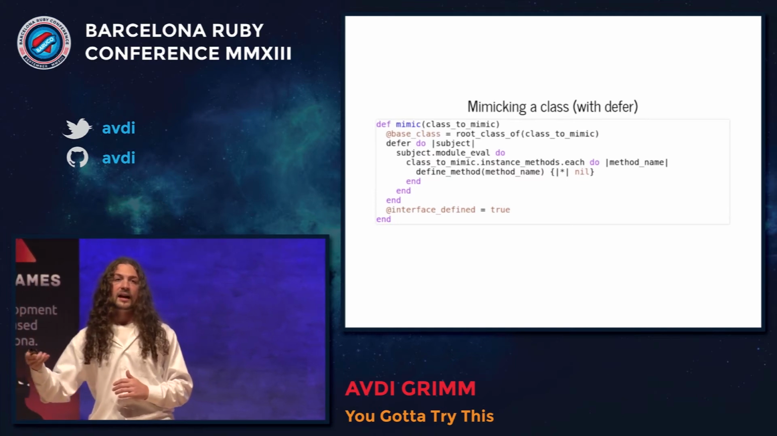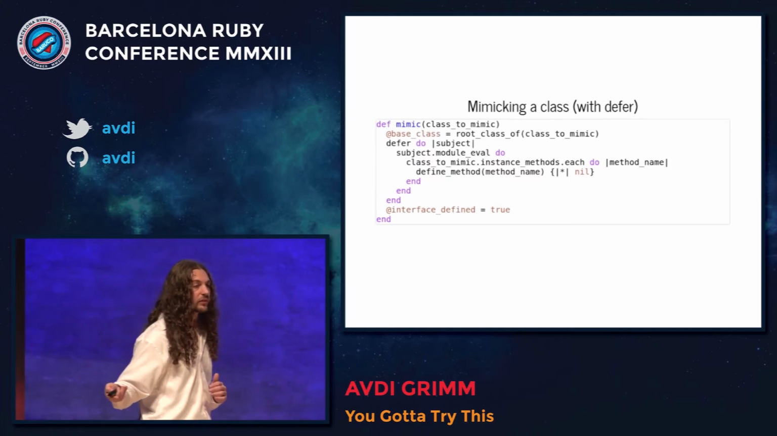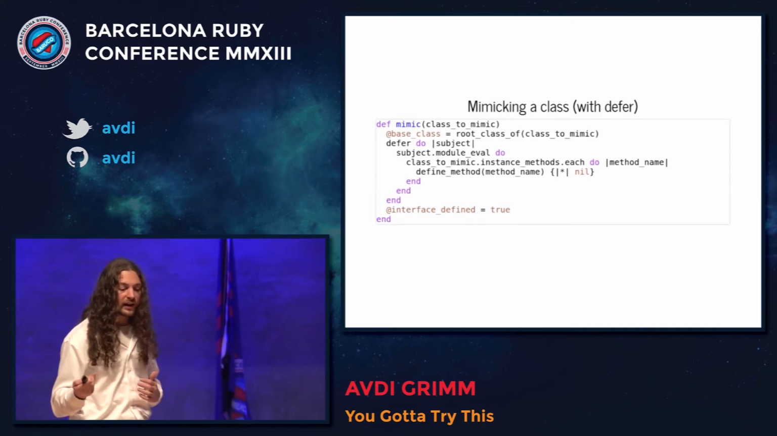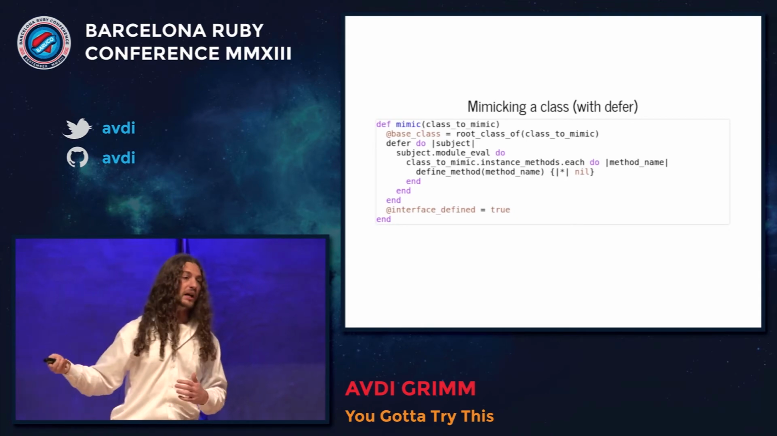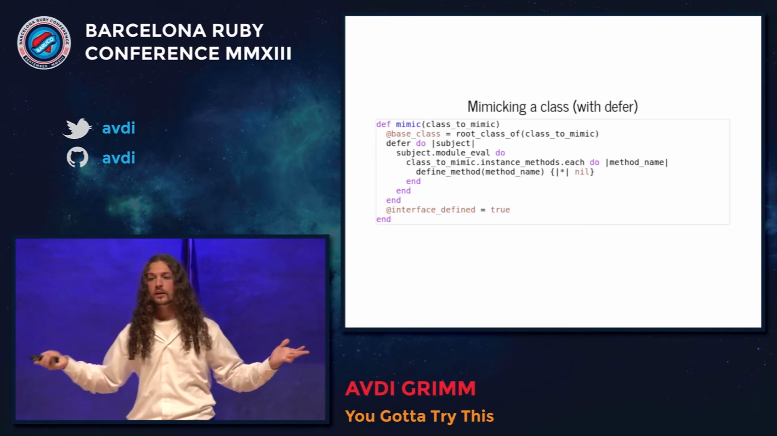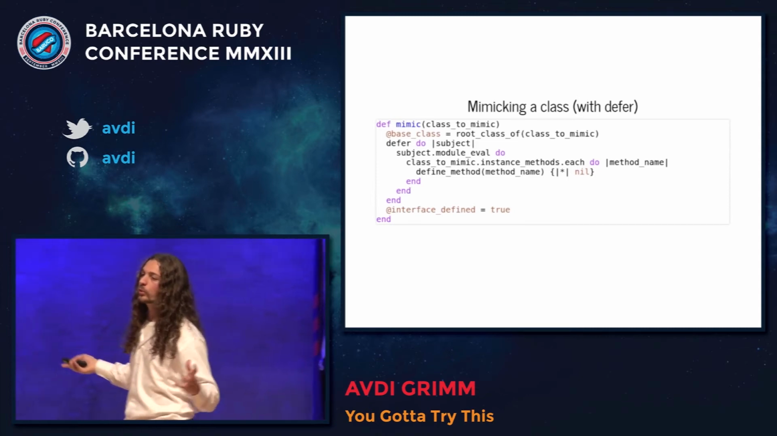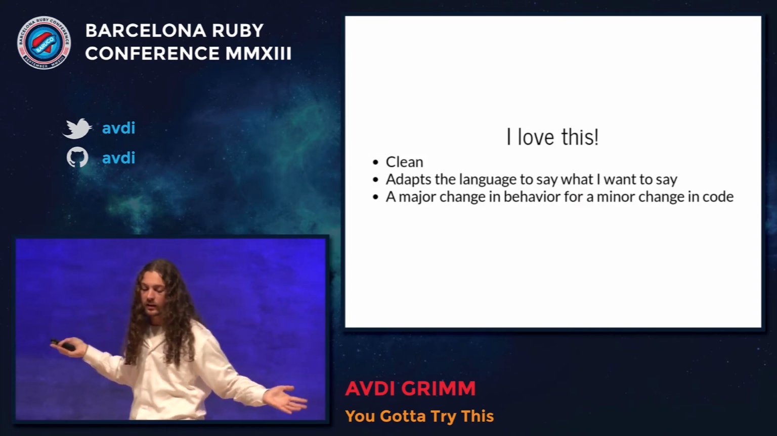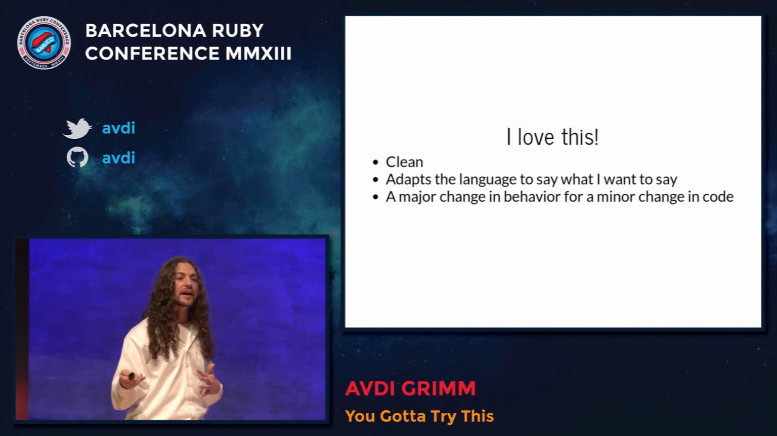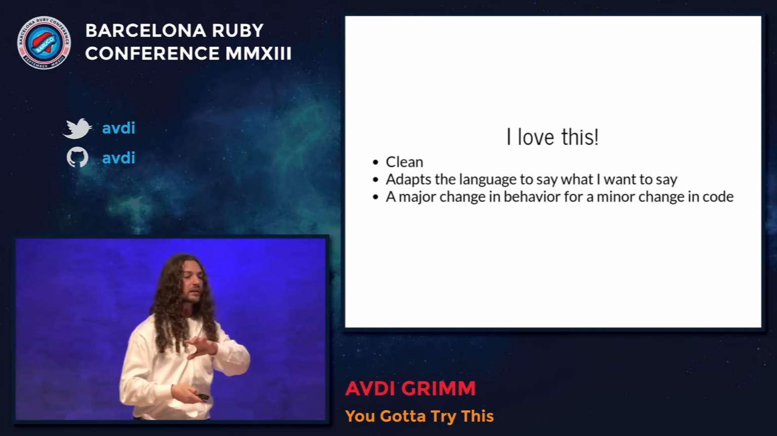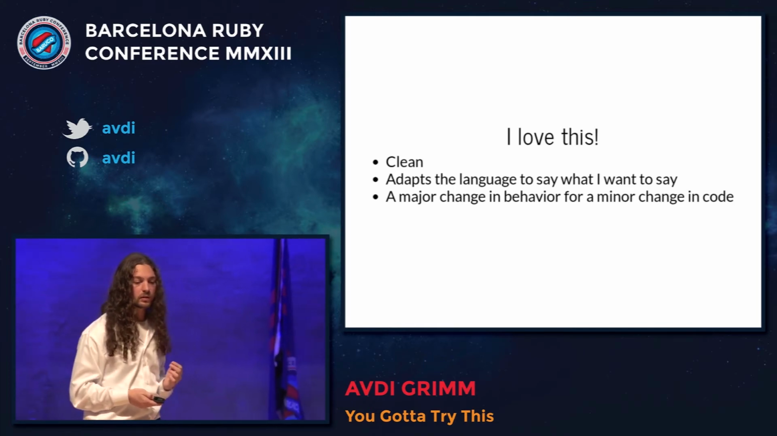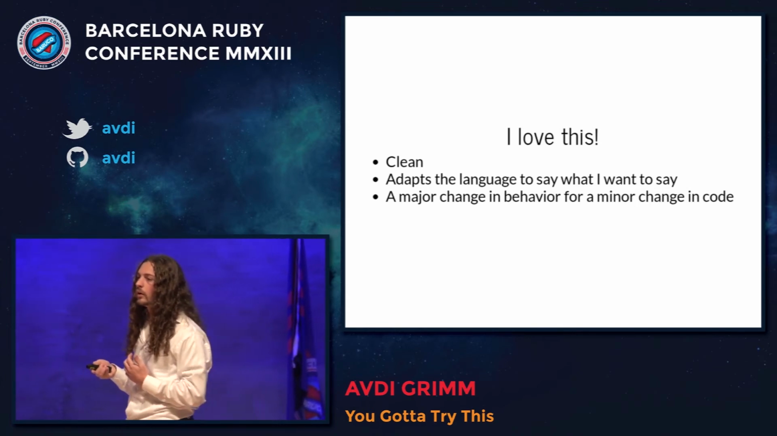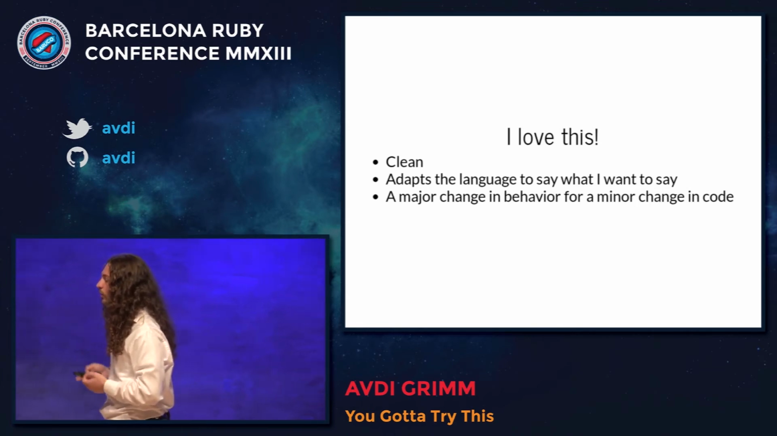Here it is after I switched over to deferring operations. The only substantive difference here is that I've moved part of the code inside a defer block. That's it. I was able to change this into a deferred operation by just moving it inside that little defer helper that I made. I love this. It's clean. I've adapted the language to exactly what I want to say, because I can just say, okay, defer this block, and that's exactly what it does. And I've gotten a pretty major change in behavior for a pretty minor change in code.